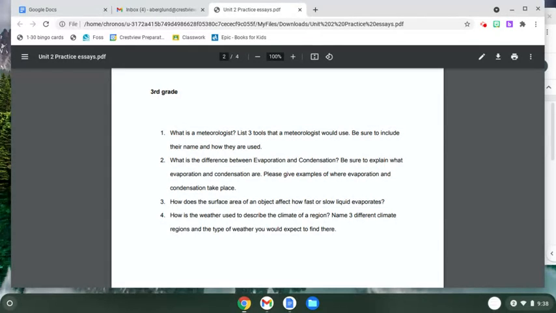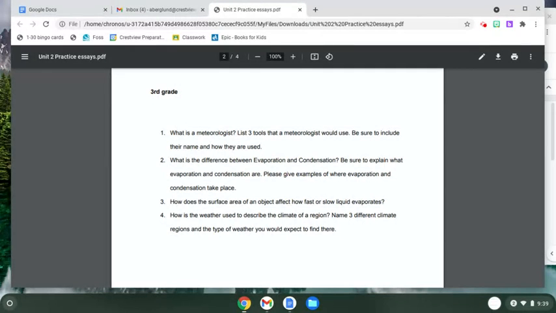But here's question 2. What is the difference between evaporation and condensation? Be sure to explain what evaporation and condensation are. Please give examples of where evaporation and condensation take place. So this is asking for a few things. You have to explain what is different about them. And when you're explaining the difference, I want you to explain what evaporation and condensation are. And then just say, all right, we can see examples of evaporation taking place here, and we can see examples of condensation take place here. So you need to give a few examples of where evaporation and condensation take place.